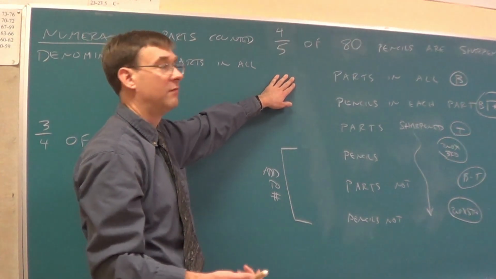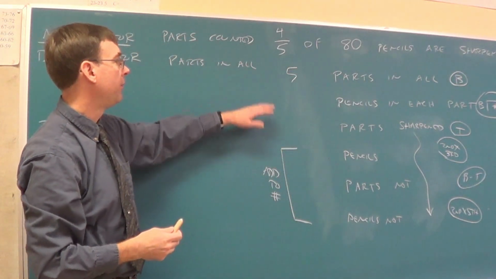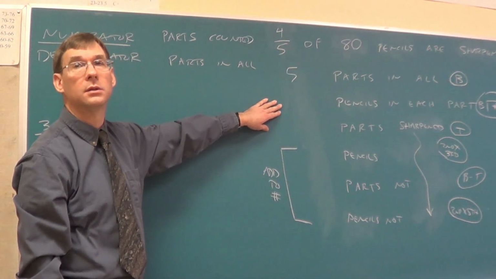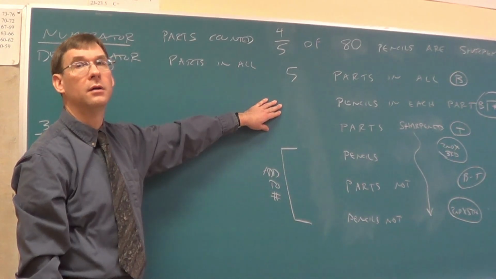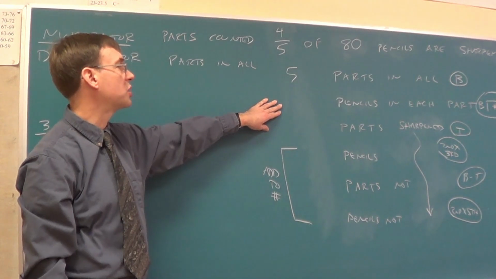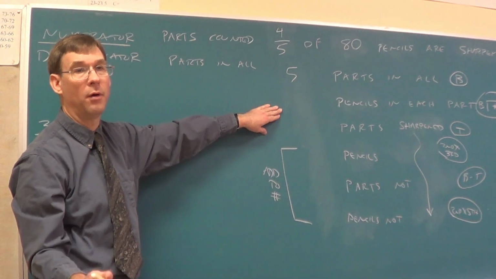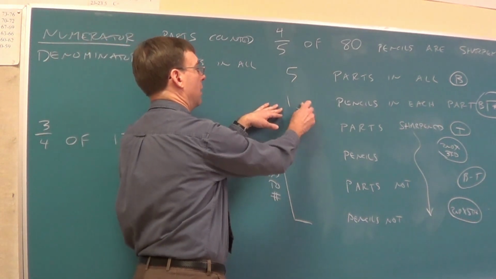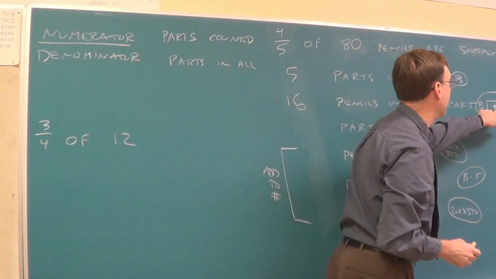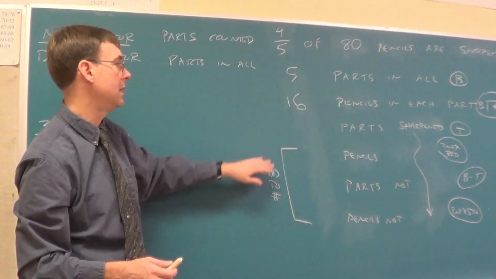5. We're always going to use the bottom. The bottom will always tell you the parts in all. How many pencils would be in each of those 5 parts? 4. No. There's 80 pencils, we're going to split them into 5 parts. So how many pencils would be in every part or in every pile? 16. How'd you do that? Divided the bottom into the number. We're always going to divide the bottom into the number to get the pencils in every part. 5 dividing into 80, that is 16.